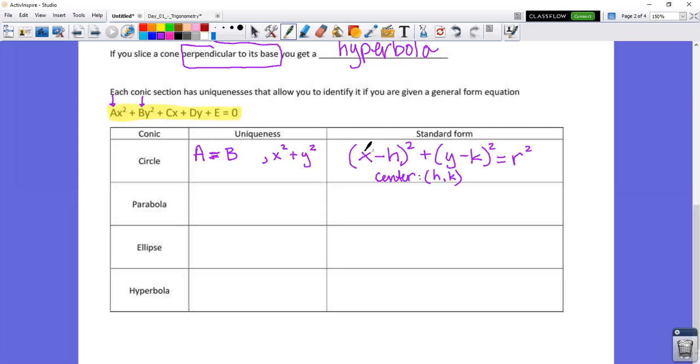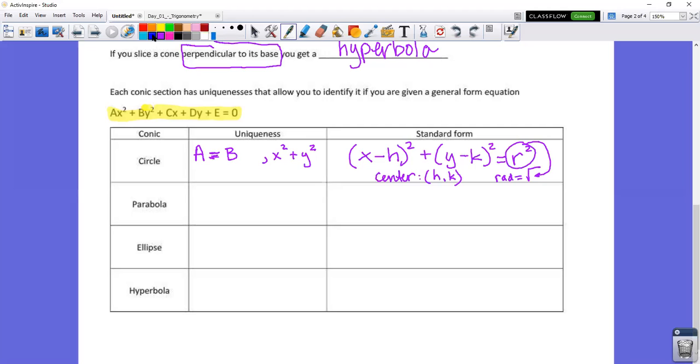So we can find the center of your circle and we can find the radius, which is the square root of whatever number this happens to be. Okay, that's the radius. So this is our circle. We're looking to see if the coefficients are the same and if they're being added together, to identify the equation as being a circle.